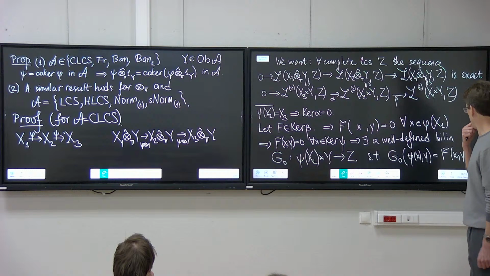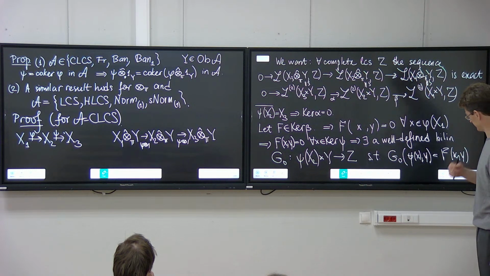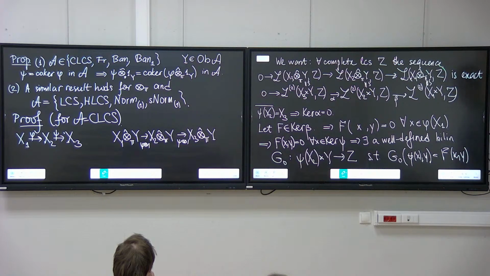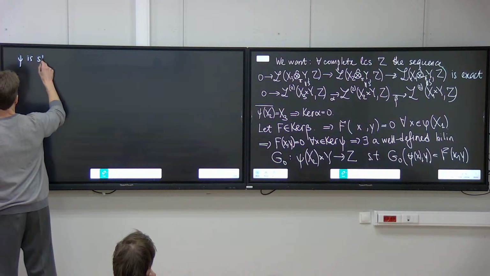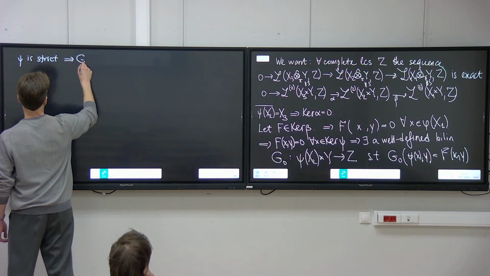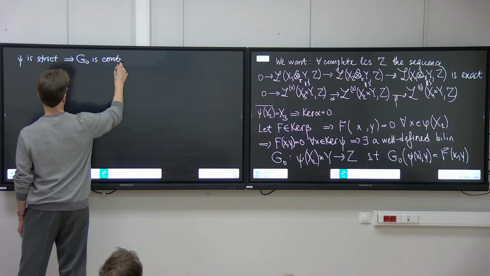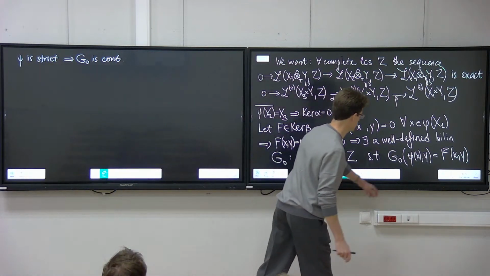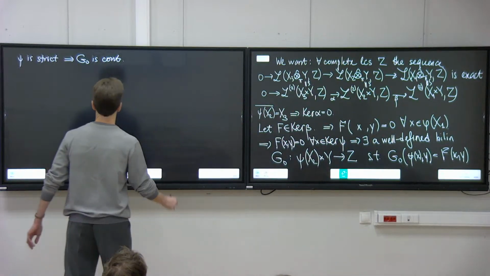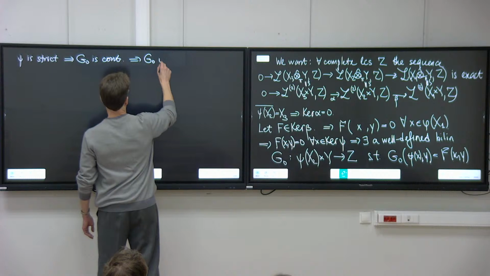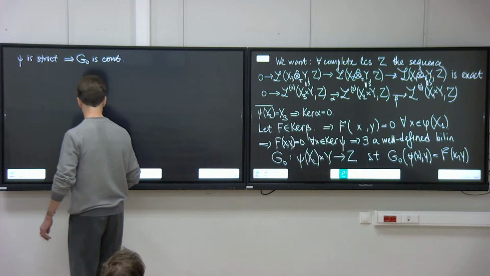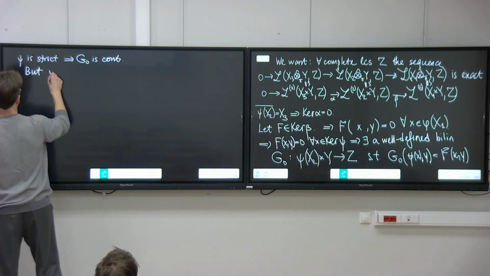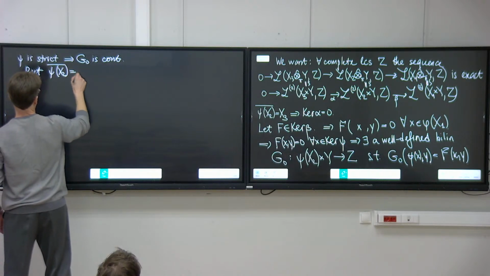Okay, let's now recall that psi is strict. Psi is an open map onto its range. This easily implies that G0 is actually continuous. But on the other hand, the range of psi of X2 is dense in X3.